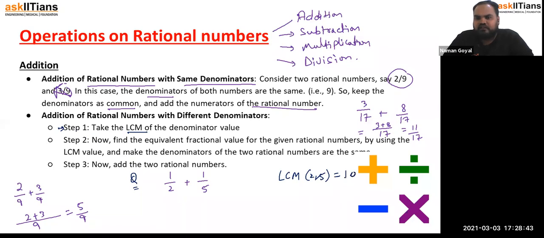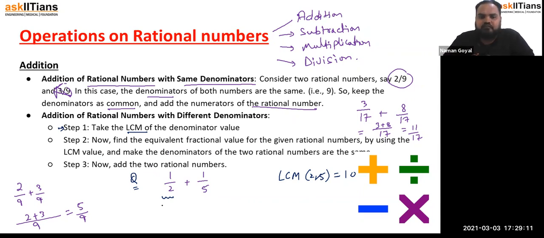Is what? 10, right? Okay, now find the equivalent fraction value for the given rational number by using the LCM value, which makes the denominator the same. Look, now what we have to do is make this rational number whose denominator is 10, which means we have to make a rational number equivalent to 1 by 2 in which the denominator is 10.